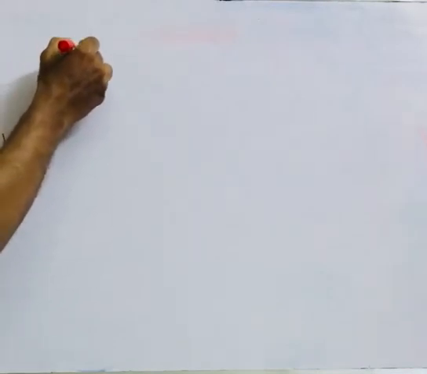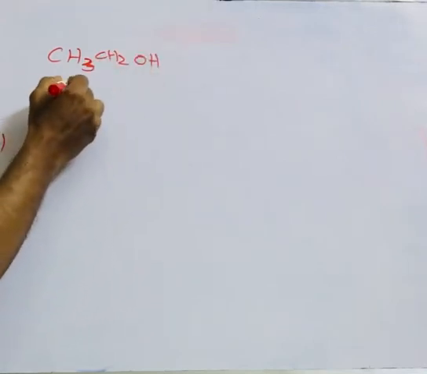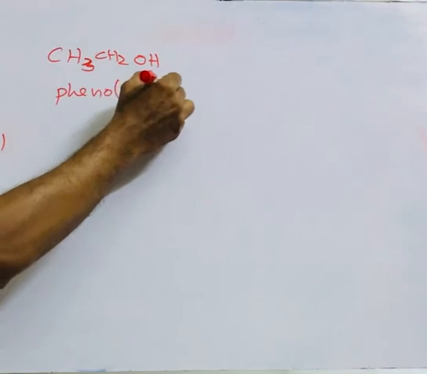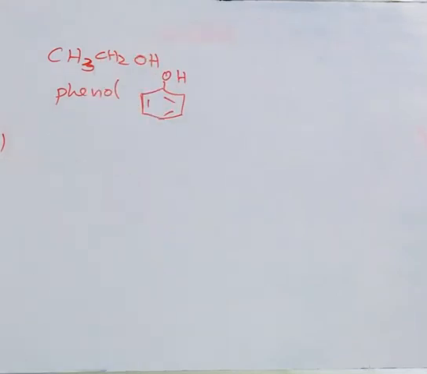Today we will see some more questions and answers from the alcohols, phenols and ethers lesson, class 12 chemistry, CBSE. So the next question which was asked several times is, describe the chemical test to distinguish between ethanol and phenol. We need to find out a test to distinguish between ethanol and phenol.